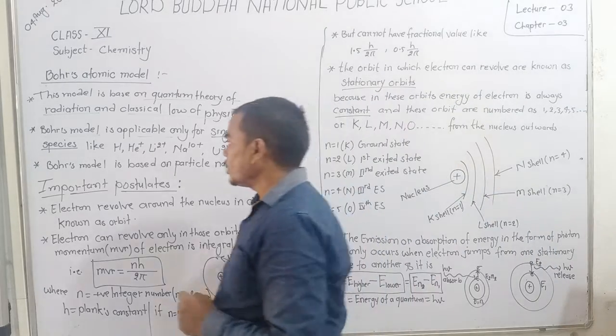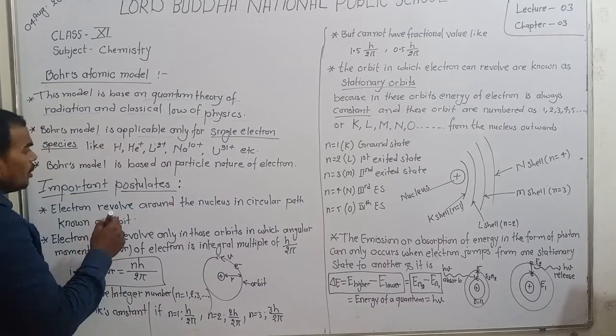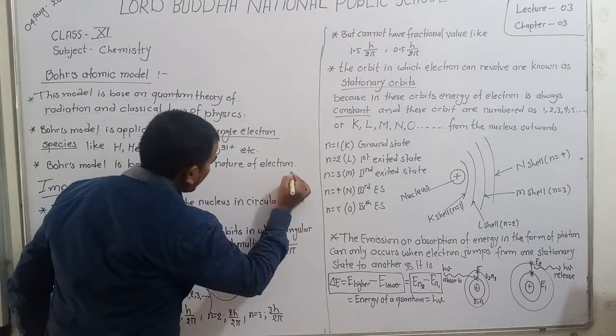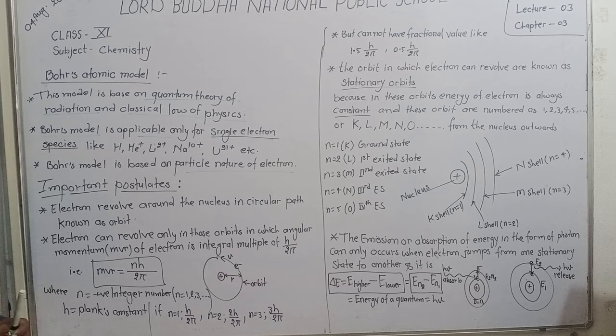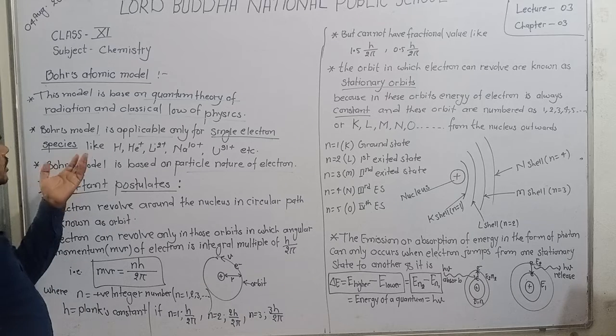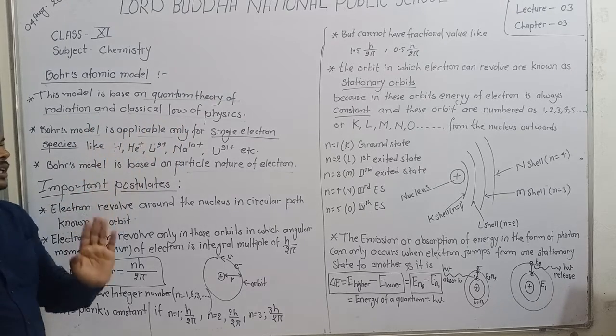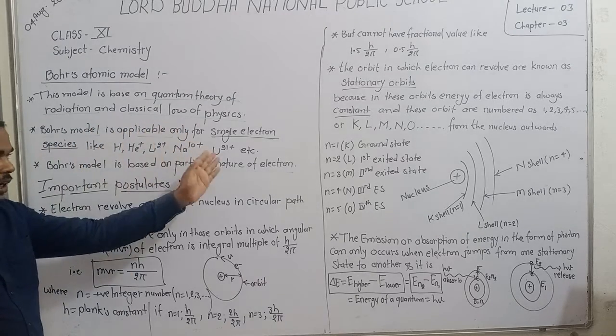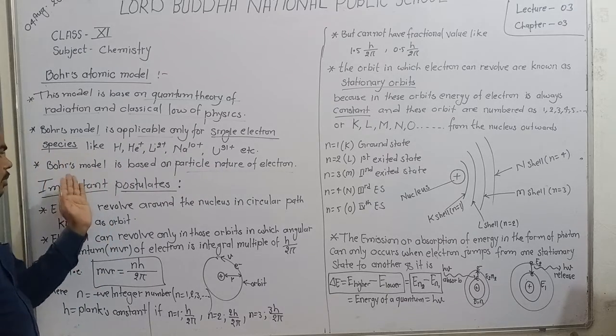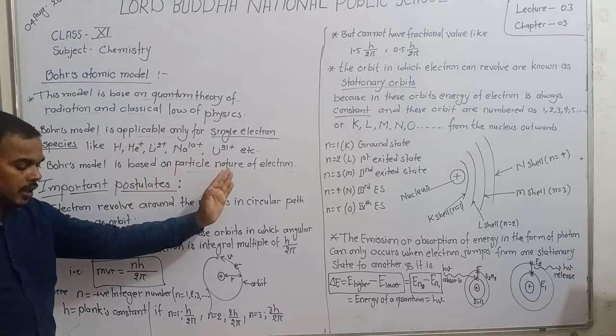Okay, dear students, the Bohr model is based on the particle nature of electrons. So we see that the Bohr model is based on the quantum theory of radiation and classical laws of physics, it is applicable for single-electron species, and the model is based on the particle nature of electrons.